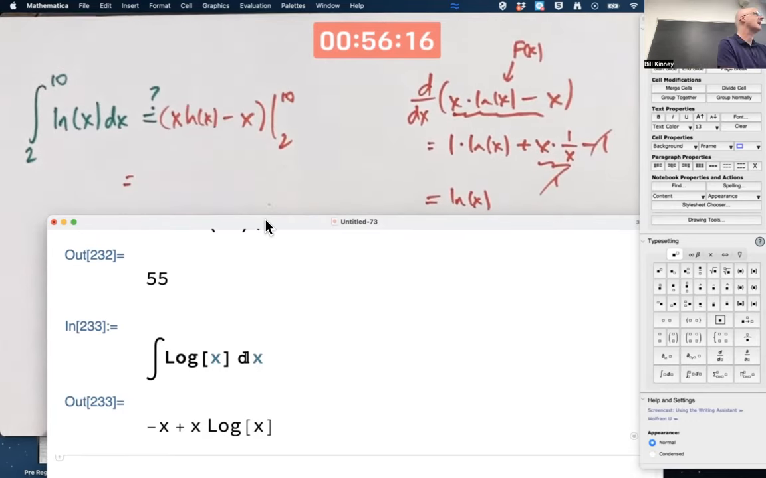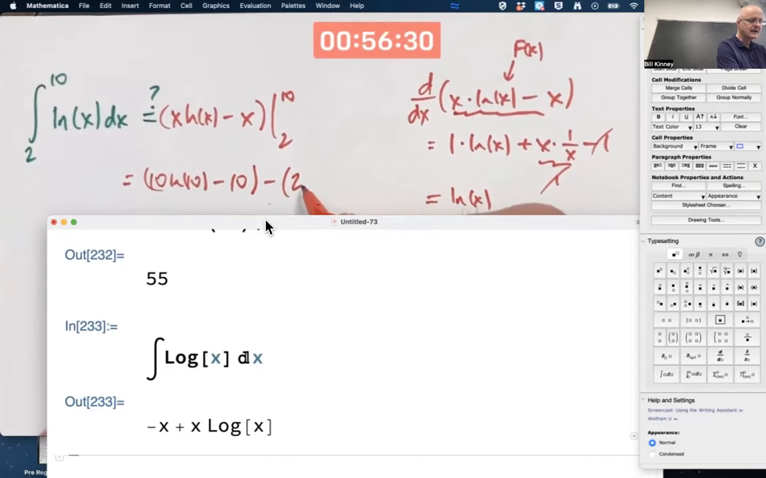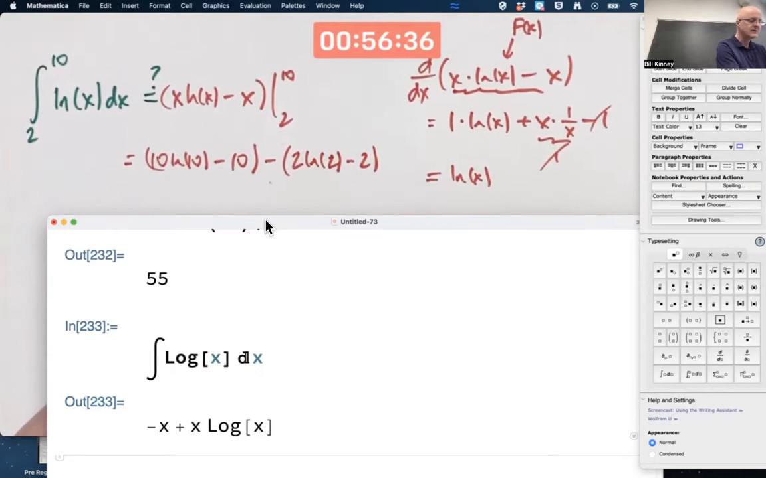Which will not be a nice number. It's going to involve irrational quantities. If I plug in 10, I get 10 ln of 10, which is not a nice number, minus 10. If I subtract what I get when I plug in 2, I subtract 2 times natural log of 2 minus 2. This can be simplified a little bit.